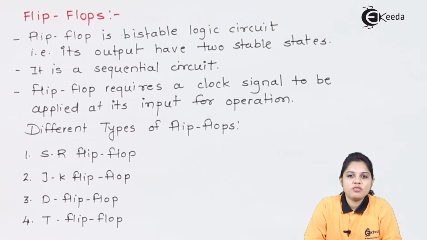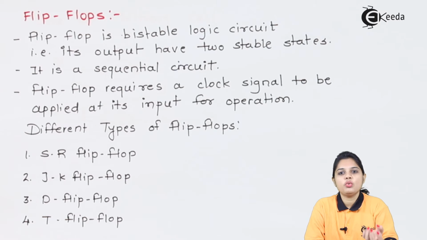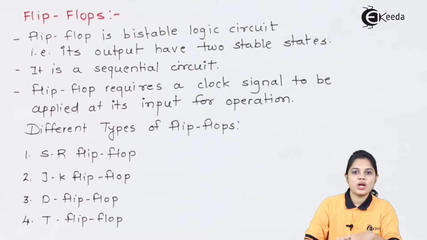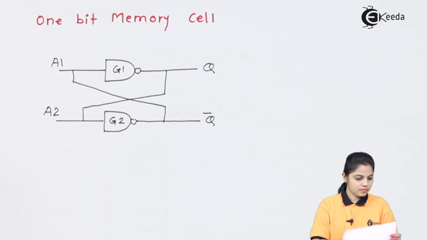So here in this video we are going to discuss the SR, that is a set reset flip-flop. Now before we understand what a set reset flip-flop is, we should know how a bit can be stored. Basically, what we know is that a flip-flop is used to store some information, and how this information can be stored can be understood by understanding the 1-bit memory cell. So let's see what a 1-bit memory cell is.